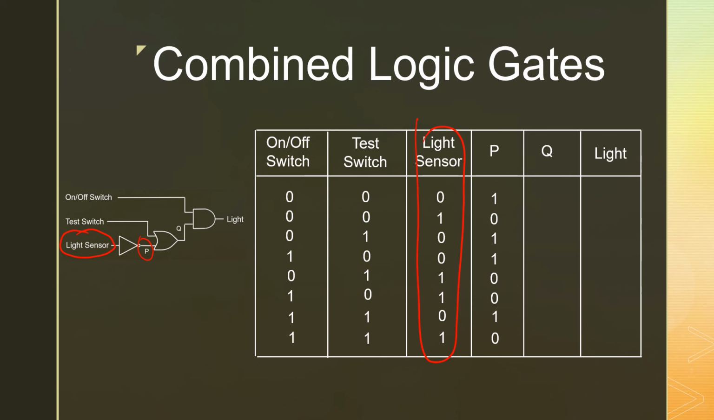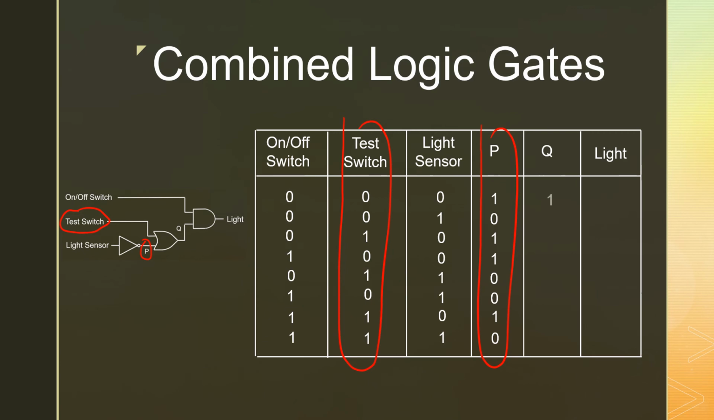So nice and straightforward. Okay, now with Q, I'm looking at the test switch. So I've got my test switch here and I'm looking at P. So I'm going to be looking at this column here and this column here, and obviously this is going through an OR gate. So if I look at these 2 columns, I can then populate Q.